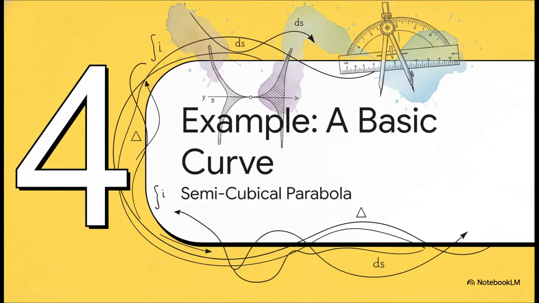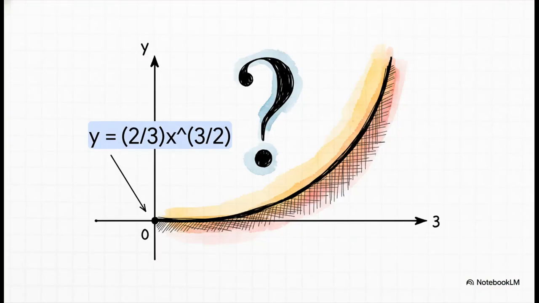All right, let's get our hands dirty and put this process into action. We'll start with our first example and find the arc length of a semi-cubical parabola. This is a total classic. You'll see problems like this all the time. So here's our mission. Find the length of the curve given by the function y equals 2/3 times x to the 3/2, but only on the interval from x equals 0 to x equals 3.